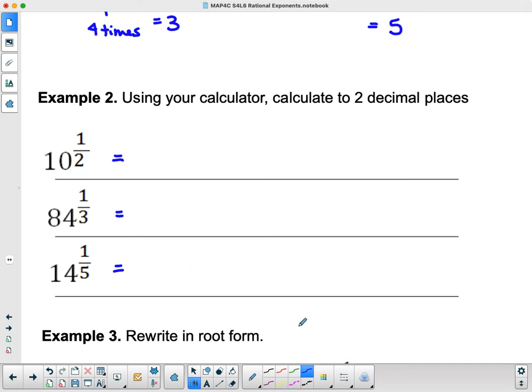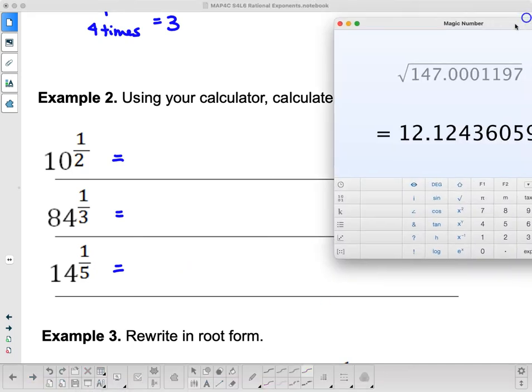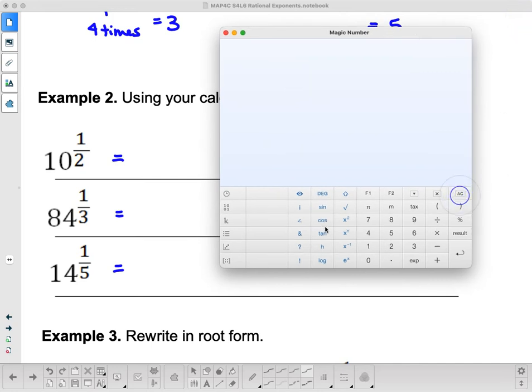So we need the calculator. I'm going to pull up a calculator here, and hopefully it'll work similar to what you've got there. The exponent button on this calculator looks like y to the x, which is right there.